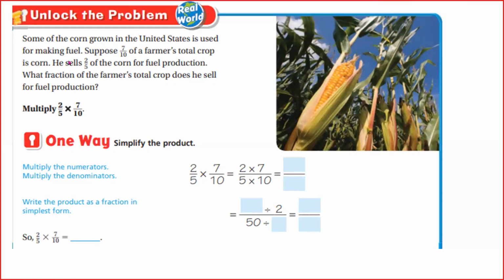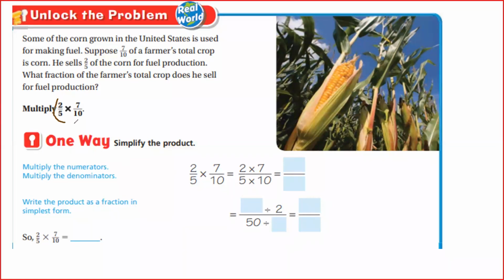Some of the corn grown in the United States is used for making fuel. Suppose that 7 out of 10 of the farmer's total crop is corn. So here you have, as an example, 10 meters squared, and 7 of them is corn. And the farmer sells 2 over 5 of the corn for fuel production. So what fraction of the farmer's total crop does he sell for fuel production? What do you have to do here?